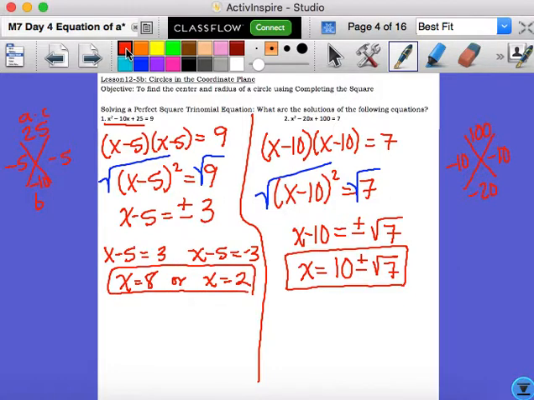So again, perfect square trinomials are just another way to solve a quadratic. Just like normally we would factor or use the quadratic formula, this is a third option that we do have, or a third tool in our toolbox. But this perfect square trinomial has a special pattern that happens every time. So if you notice, there's a relationship between our b value and our c value every time.